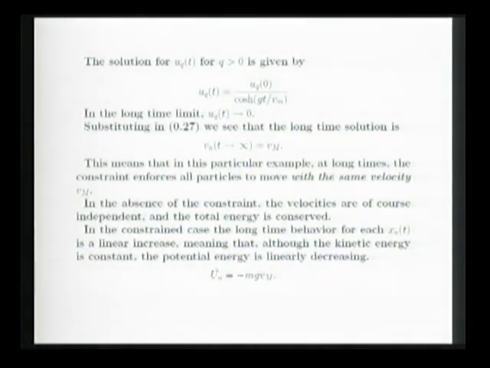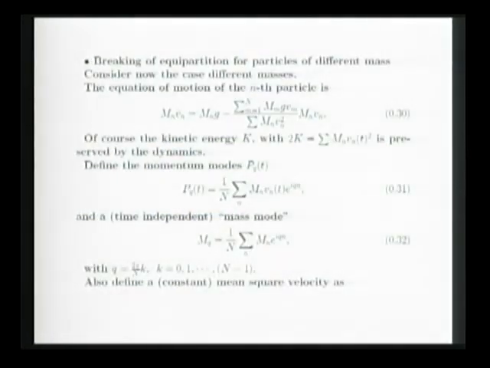If you put a nonlinear constraint, it's not necessarily conserved. So now you can, for example, extend it to equipartition for particles of different mass. So I do the same sort of computation. The equations become a little more complicated. So this is the equation of motion for the nth particle.